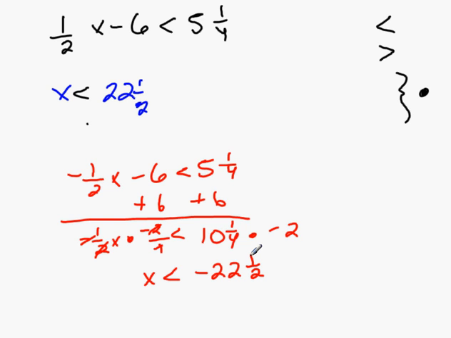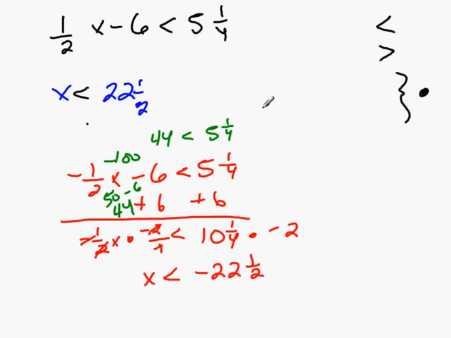Now, if I were to replace x with a value that's less than negative 22 and 1 half, this is what happens. Let's pick something that's easy to multiply. 50, 100 is really easy. So I'm going to replace the variable with negative 100 because that's less than negative 22 and 1 half. So when I multiply that, half of negative 100 times negative 1/2 is 50, minus 6, that gives me 44. However, 44 is not less than 5 1/4.